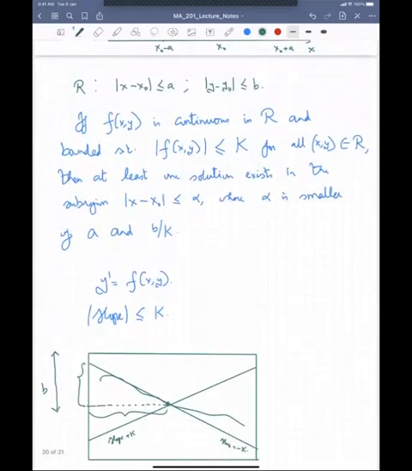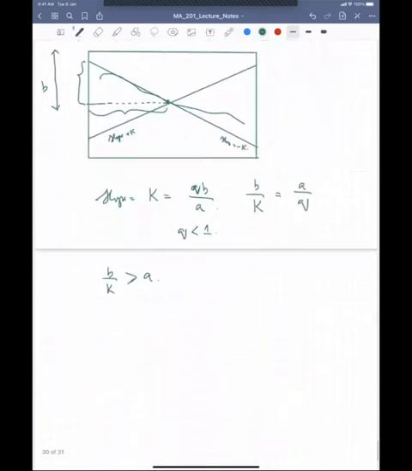Remember that the theorem guarantees that the solution exists in |x minus x0| less than alpha, where alpha is the smaller of the two numbers a and b over k. So this is the case where b over k is greater than a. So the solution is actually guaranteed to exist in the actual chosen rectangle. So you're actually good. You chose the rectangle carefully.